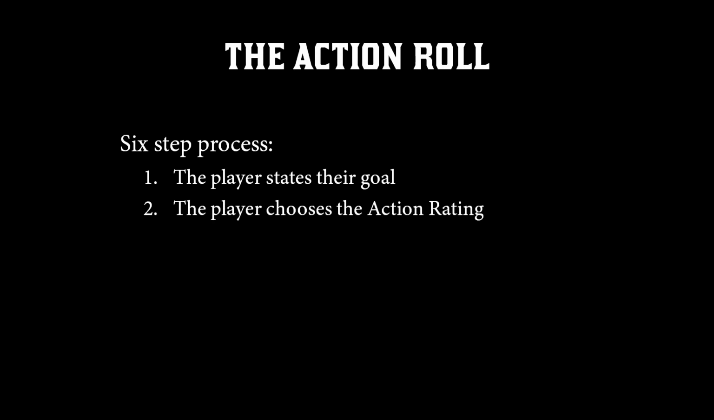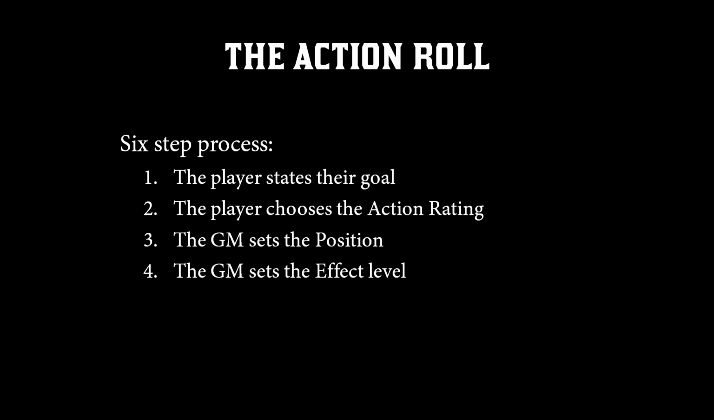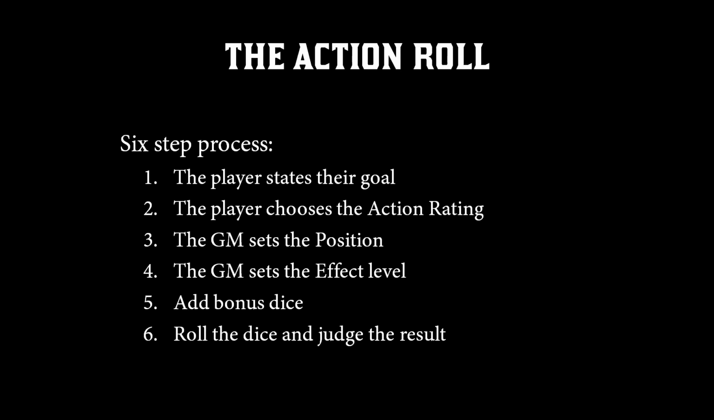So, as we discussed in the previous episode, the action roll involves a 6-step process. First, the player states their goal. Then, the player chooses the action rating they would like to use. Next, the GM sets the position. Then the GM sets the effect level, and finally, any bonus dice are added before the final roll is made and the result is judged. In the previous episode, we discussed the first 3 steps, and in this episode, we will discuss the final 3 steps.